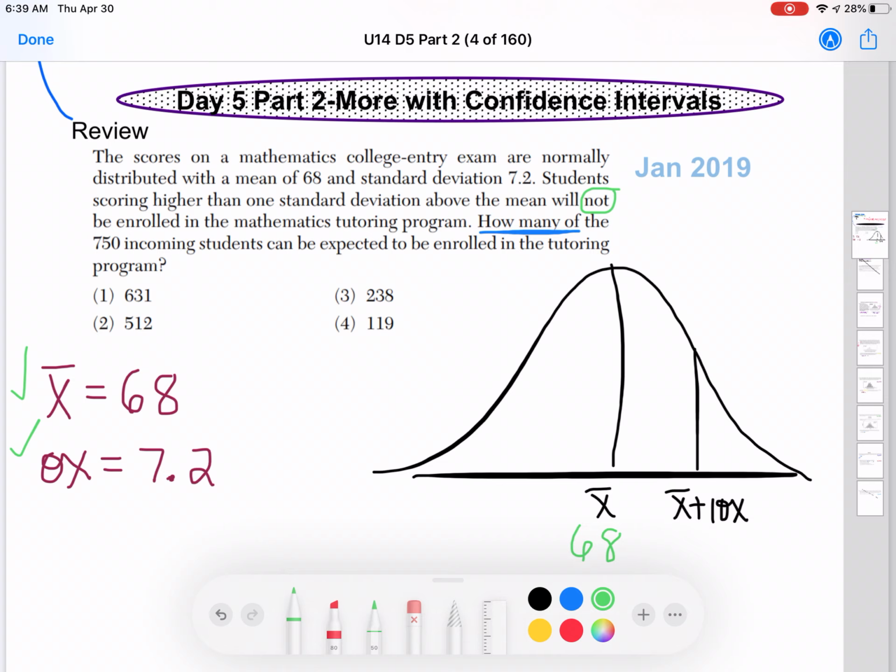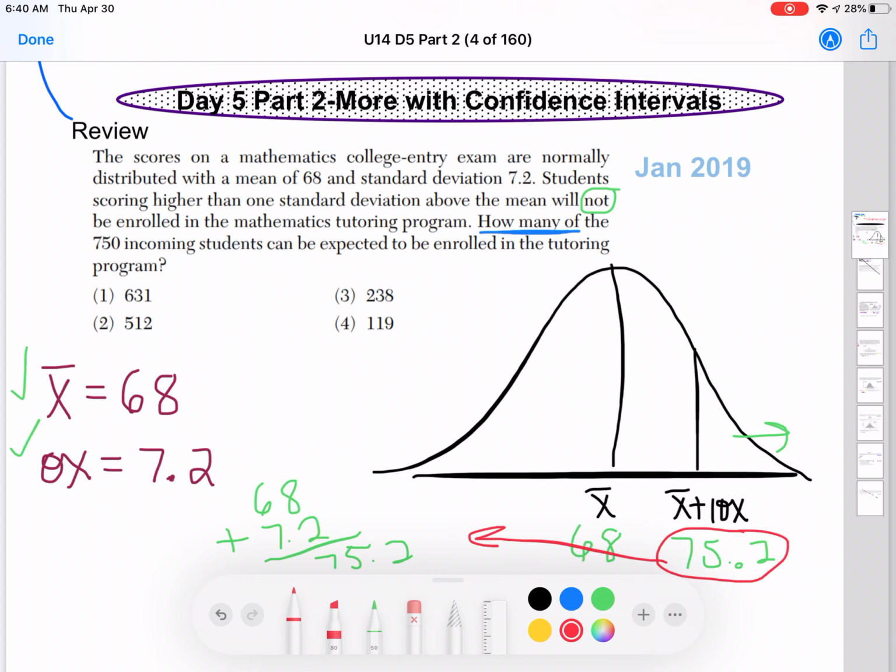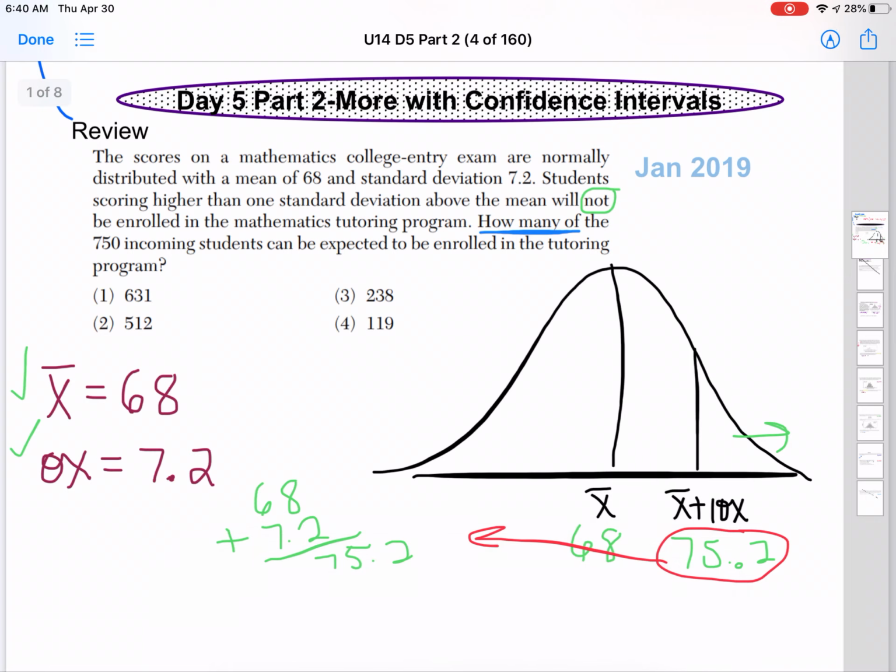So I need to do 68 plus 7.2, and I get 75.2. So they're saying that all of these kids are not going to get this tutoring. But I want to know how many of the 750 will get the tutoring. So what I'm looking for is this score and down. So let's go back to the calculator and figure out how we do that.